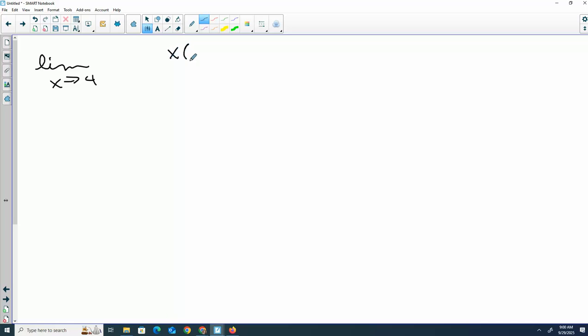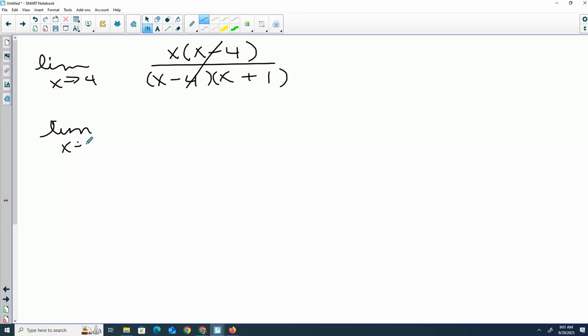Top and bottom. So the top you can take out an x, look for GCF. Bottom we can factor nicely. You might have to do slip and slide if it didn't work out perfectly. Multiply to -4 and add to -3 would be -4 plus 1. So these cancel. You need to make sure that you are writing limit on every step until when? The moment you plug in, then you drop your limit.